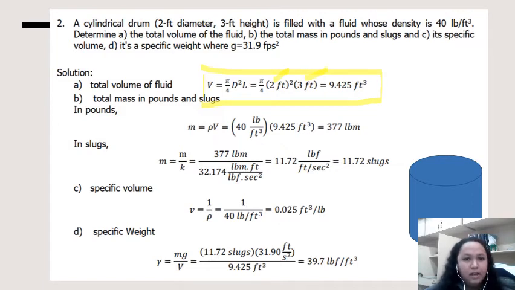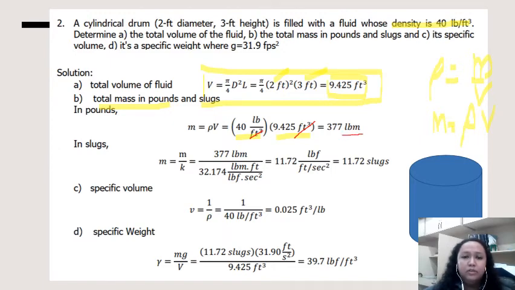It's very easy. Paano naman pagkuha ng mass natin in pounds and slugs? We all know density is equal to mass over volume. Pag dinerive mo to class na formula in finding the mass, that is mass is equal to density times the volume. Given sa atin yung density. Density is 40 pound per cubic feet. So, we have 40 pound per cubic feet, the density, times the volume, na-compute na natin yan, which is 9.425 cubic feet. So, maka-cancel class ito. Tingnan mo yung cubic feet, maalis yan. Matitira sa'yo is in pounds. So, pound mass.